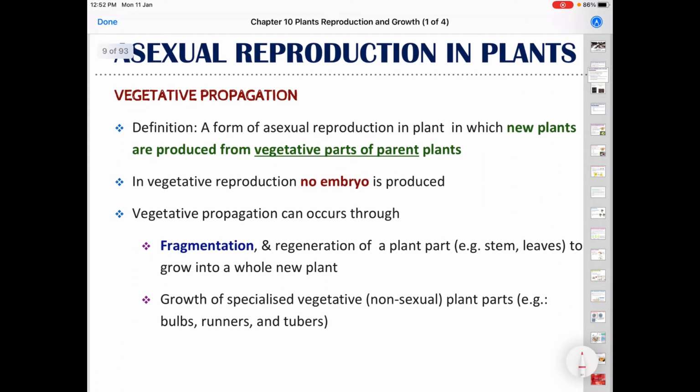Okay, vegetative propagation is a form of asexual reproduction in plants where new plants are produced from vegetative parts. So you must know what the vegetative parts are. Okay, in vegetative propagation, there is no embryo produced. It can occur through fragmentation or regeneration of a plant part, for example, the stem and the leaf. Okay, so stem and leaf are part of the vegetative parts. And it also occurs through the growth of specialized vegetative, non-sexual plant parts, for example, the bulbs, the runners, and the tubers. We will see the images of these parts later.